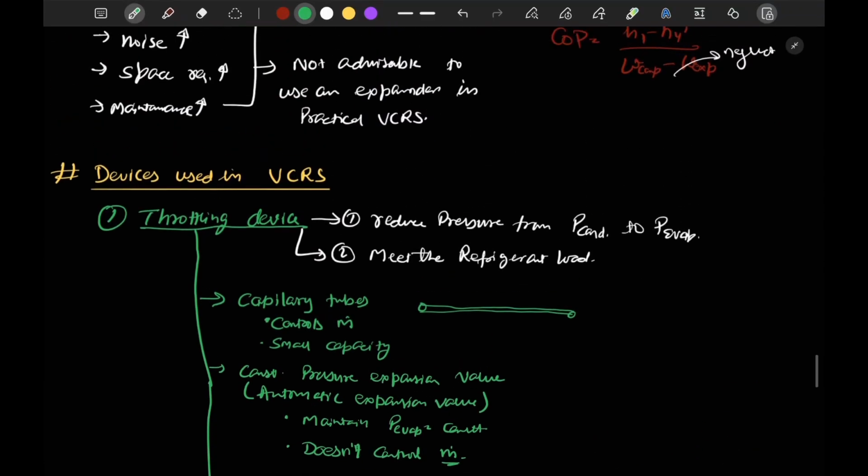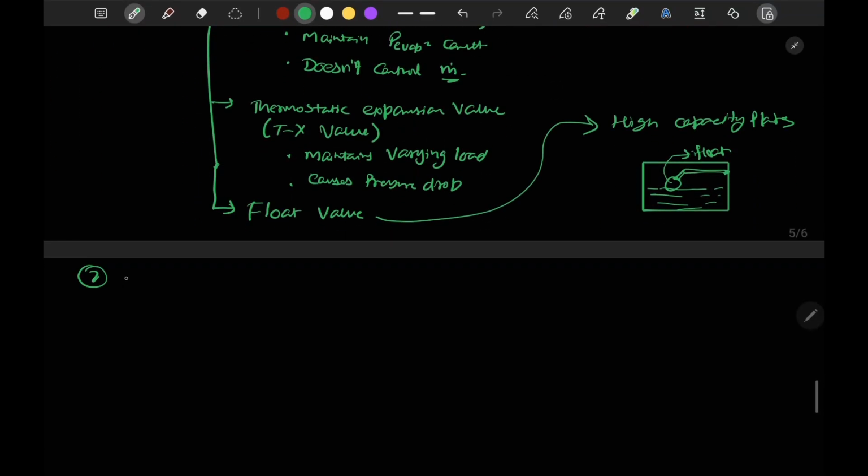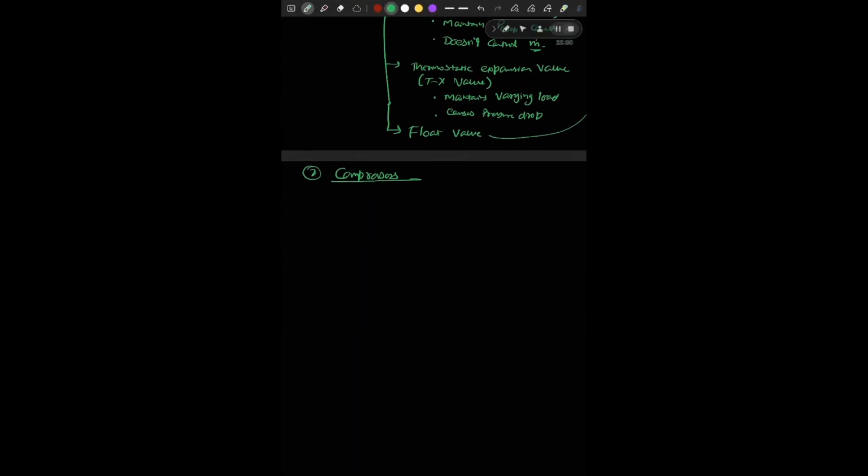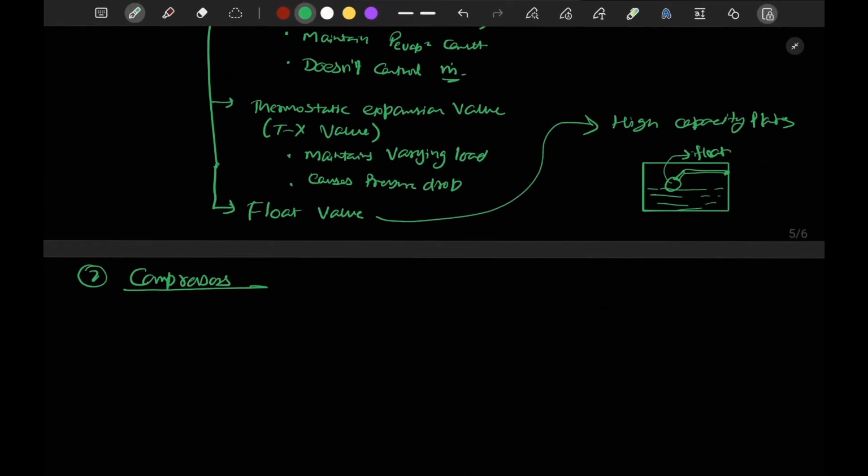Now that we have discussed the throttling device, next we will discuss compressors. In these systems, for small systems, we know that compressors are of two types, basically reciprocating, and these are used for small scale, like home AC and your domestic refrigerator.